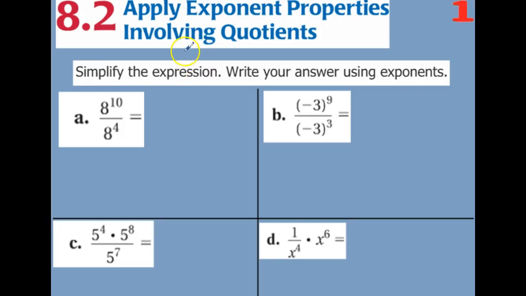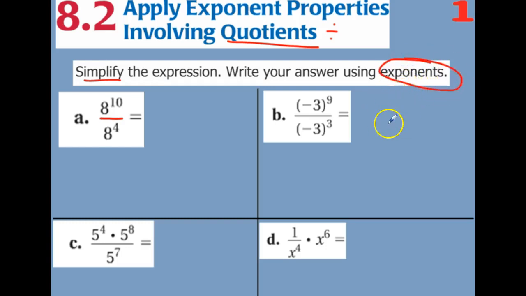Hello, today we're going to do our second day of simplifying exponents. Today it says apply exponent properties involving quotients. So last time we did involving products, which was multiply. Quotients is when we are now dividing. We have a division or this line in there. So it says simplify the expression and write your answer using exponents.